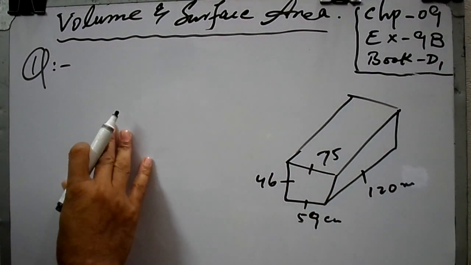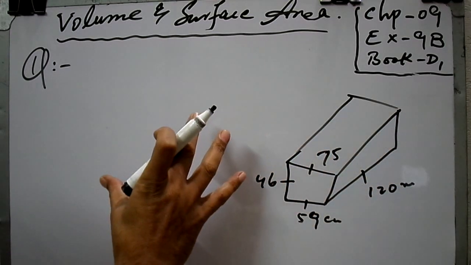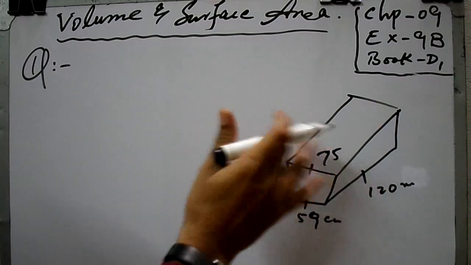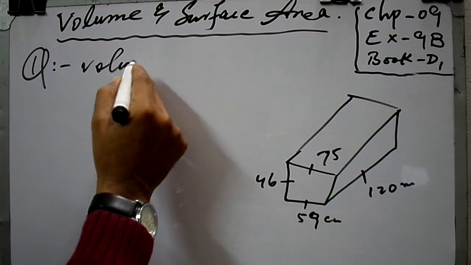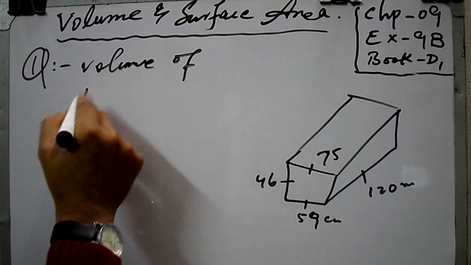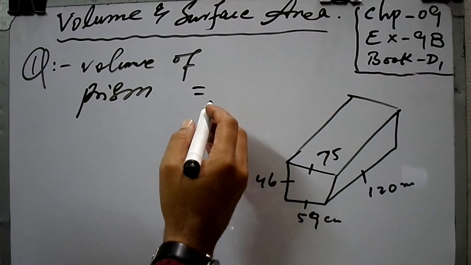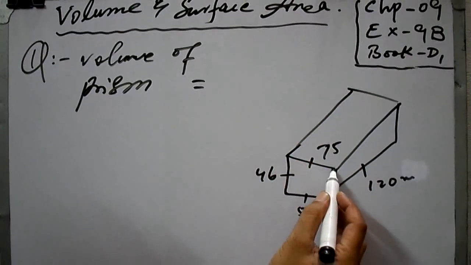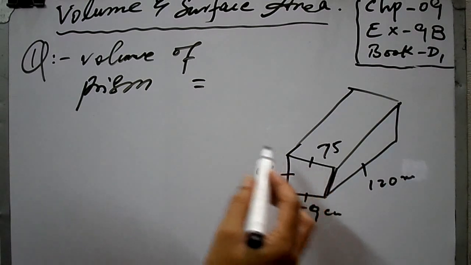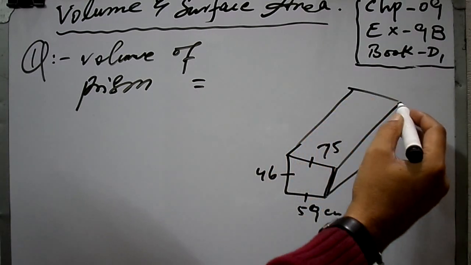How can we find the volume of prism? That is the right prism. So volume of prism is equal to area of trapezium, that is your trapezium, and plus area of rectangle, that is your rectangle.